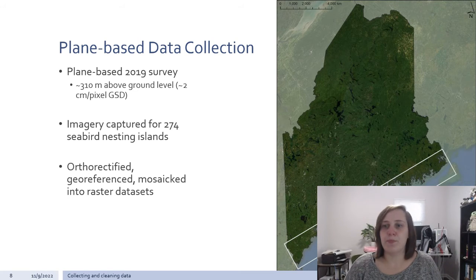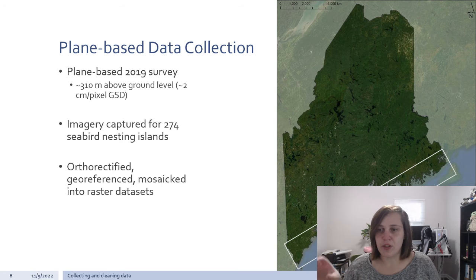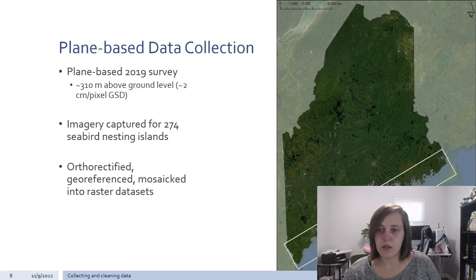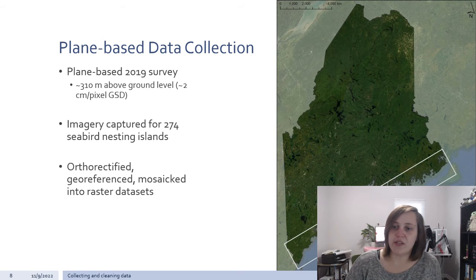So our data was aerial images that came from a U.S. Fish and Wildlife Survey that was conducted in 2019 that covered the Gulf of Maine. So a plane flew over the Gulf of Maine with a really nice camera attached to it at roughly 310 meters above ground level, which gave us imagery resolution of about 2 centimeters per pixel ground sampling distance. Imagery was captured for approximately 274 seabird nesting islands during the peak breeding season, and images were orthorectified, georeferenced, and mosaicked into really large raster data sets.